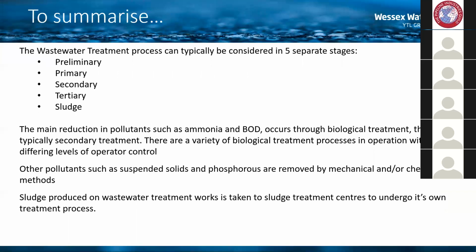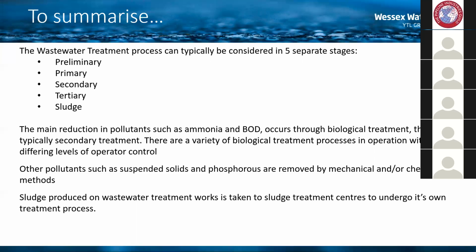To summarize what we've talked about, the treatment process can typically be considered in five separate stages. You've got your preliminary, which is your storm screenings and grit removal. You've got your primary treatment, which is generally suspended solids removal, and it can be phosphorus removal as well, and that's achieved by mechanical and or chemical methods. You have your secondary treatment, and that's where most of the biological treatment happens. That's the main reduction in pollutants, such as your ammonia and BOD. And that also incorporates some secondary settlement as well.